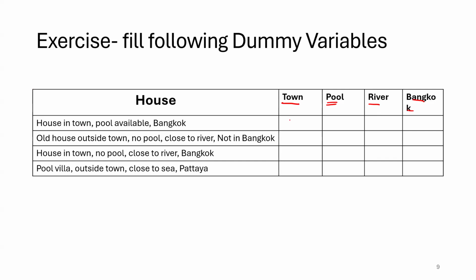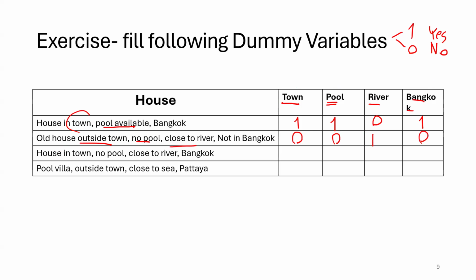So house in town, so town equals one. Pool available, so pool is one; a dummy variable is one or zero. River, so it's yes, it's in town, right? So it is in Bangkok. Good. All houses outside town: no pool, close to the river, and it's not in Bangkok. Yes, good.